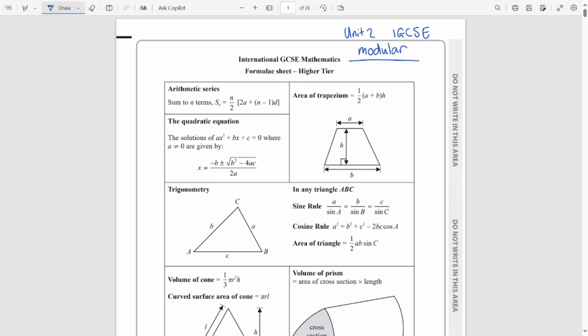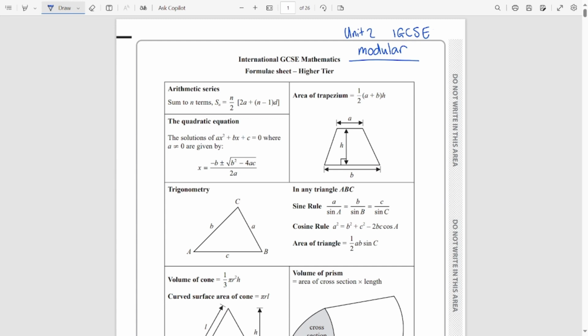At the minute, this course is actually new, so there is the official sample paper that Edexcel released. I've also done a previous video on that, which I'll also link down in the description. And this is like an extra sample paper that I created to help with revision.